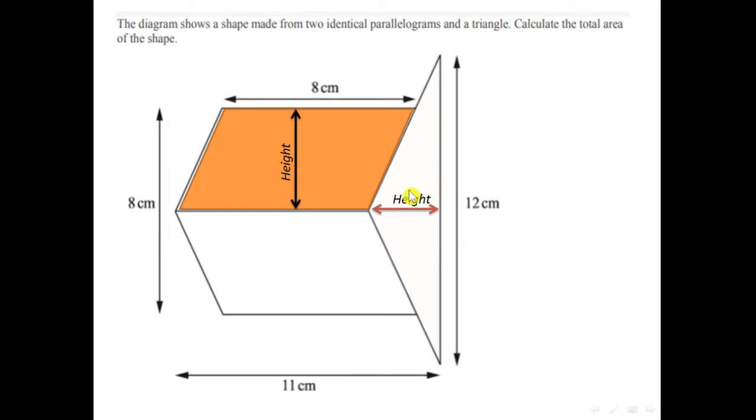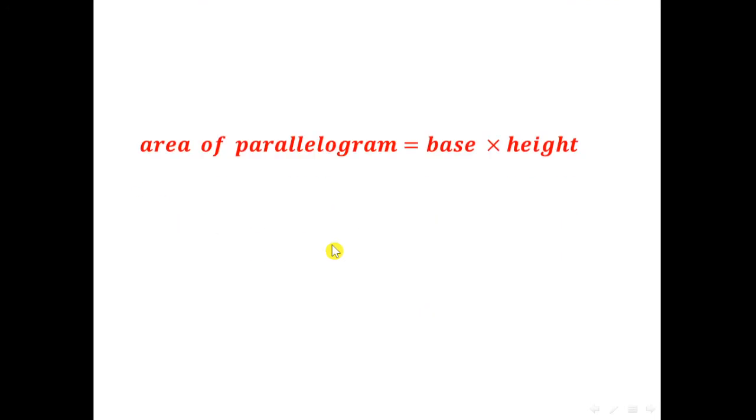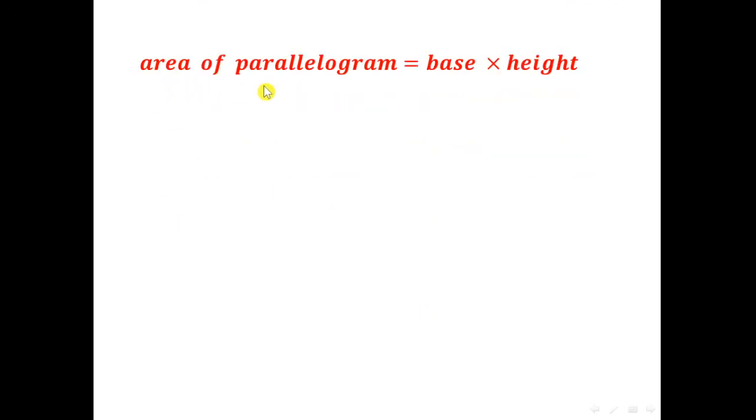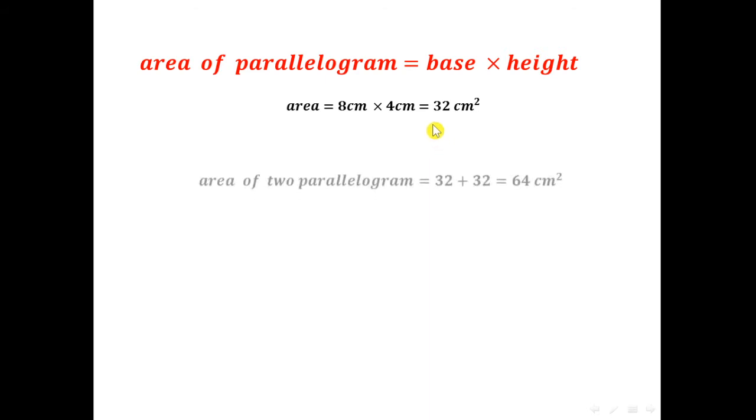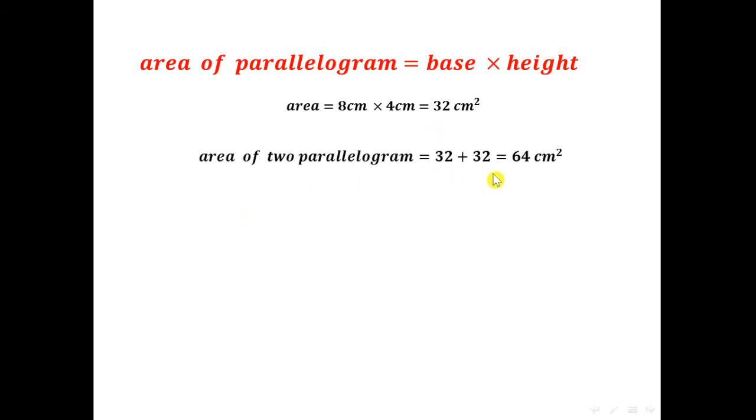So how do you find the area now of the triangle and the two parallelograms? First you write the formula. The area of the parallelogram equals base times height. The base is 8 centimeters multiplied by the height 4, which gives you 32. You do not have to do the same again because it's only two parallelograms, so you only add them. 32 multiplied by 2, or 32 plus 32, leaves me with 64 centimeters squared.